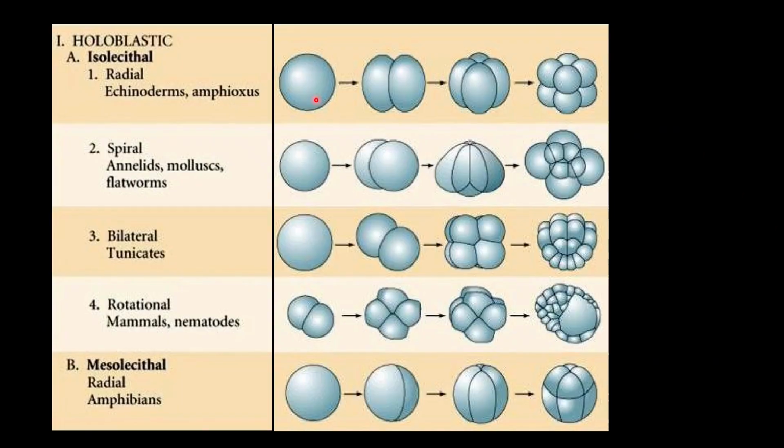So I'm not going to ask you to memorize all those things, but you can see there are a lot of types of holoblastic cell division. You can see that they include the entire zygote. Here is the mesolecithal one. Sorry, I can't even pronounce some of these.